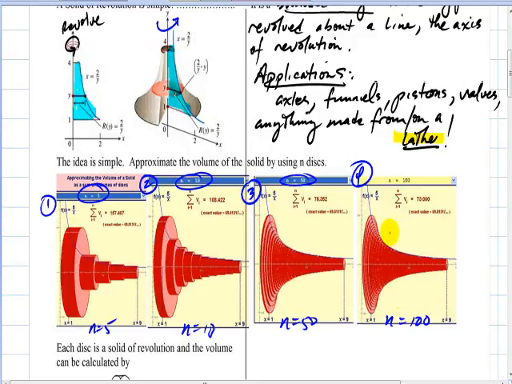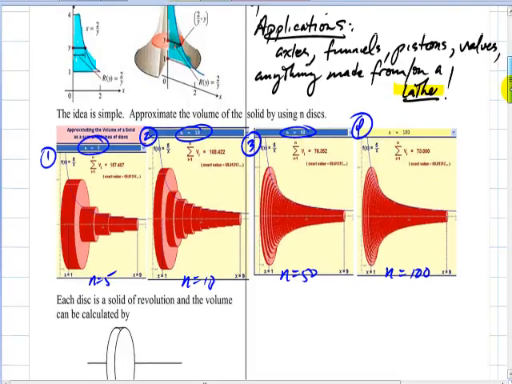So how do you do this? How do you get the best? How do you get the exact volume? Well, what you want to do is slice it up infinitely thin and do that an infinite number of times and sum up the infinite number of volumes. We could do that through integration.